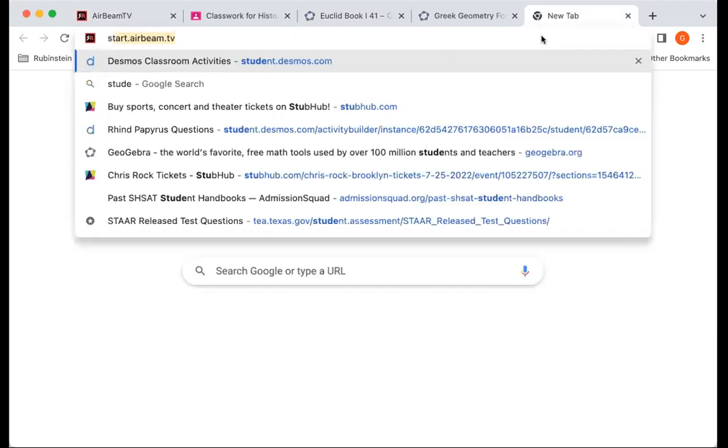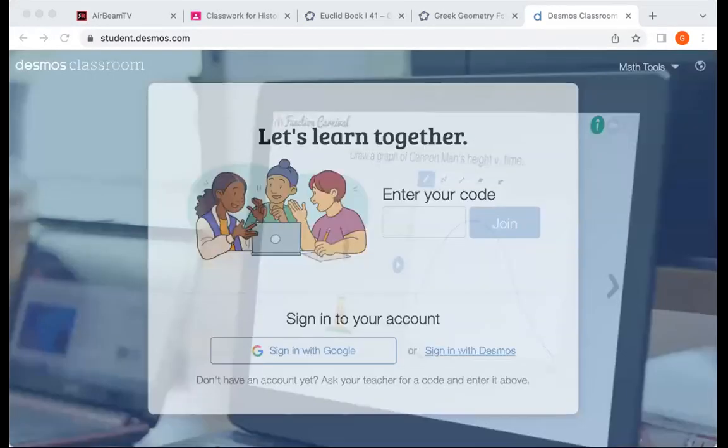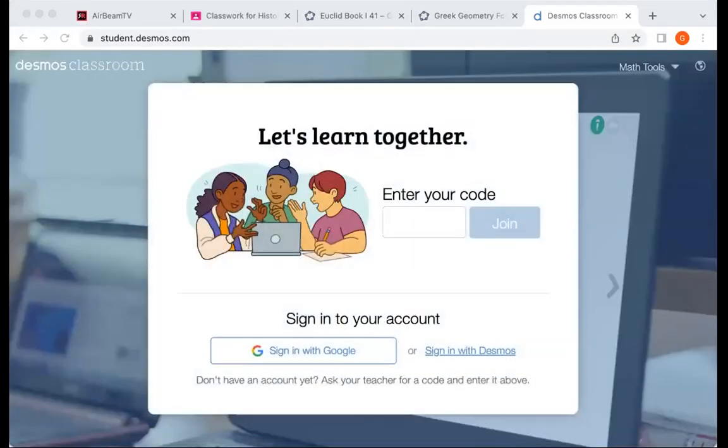I have a question for you. So let me bring up Desmos. I'll give you the code. The code is actually in the Google Classroom. There's a link for this, but I like to give you the code also, in case your link's not working. Let me just bring this up for you.